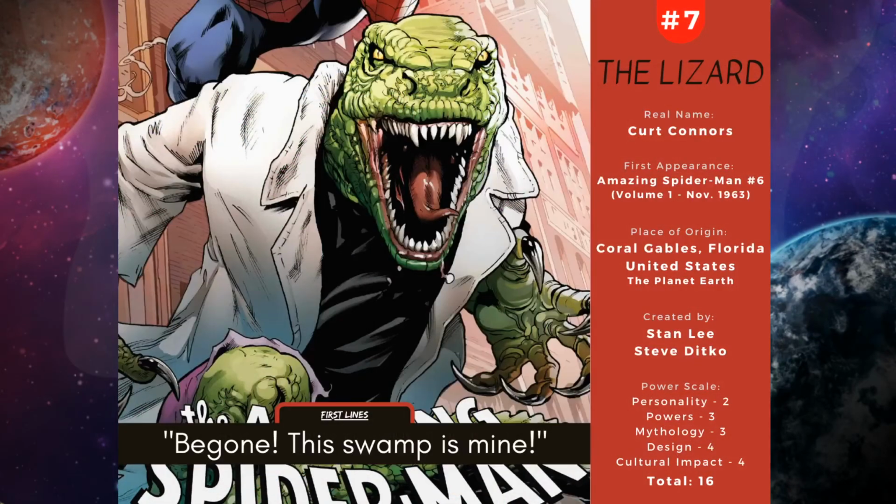Moving to number 7, we have the Lizard. And his real name is Dr. Kurt Connors. His first appearance is Amazing Spider-Man number 6 from November of 1963. And his place of origin is Coral Gables, Florida, in the U.S., of course, and was created by Stan Lee and Steve Ditko. His power scale goes as such: a personality of 2.